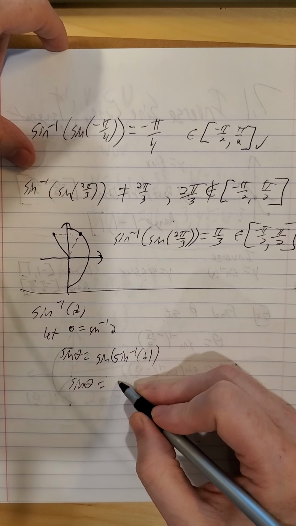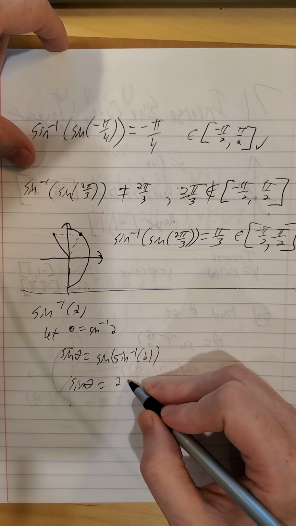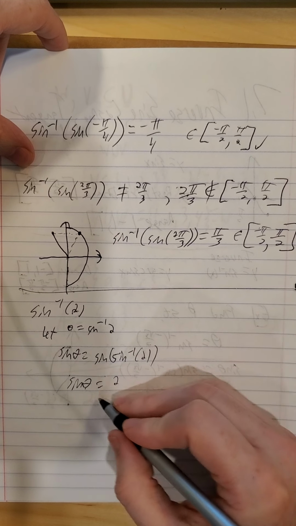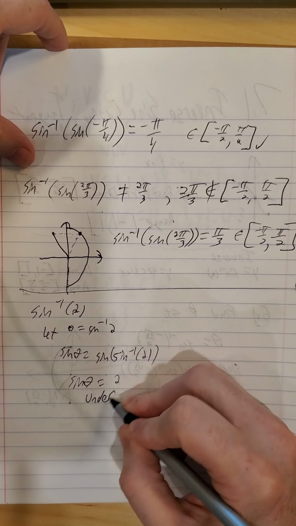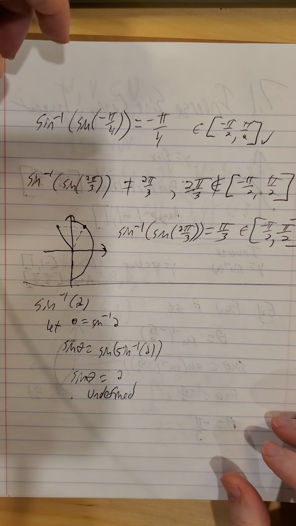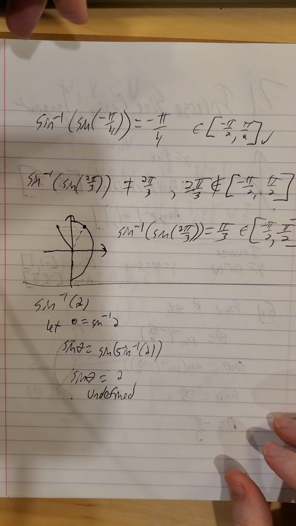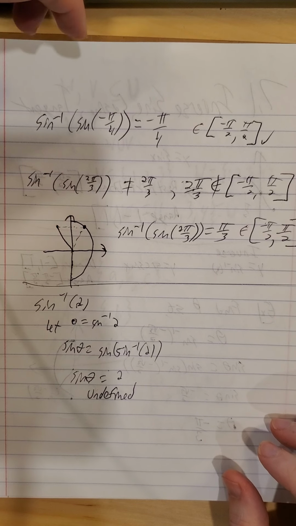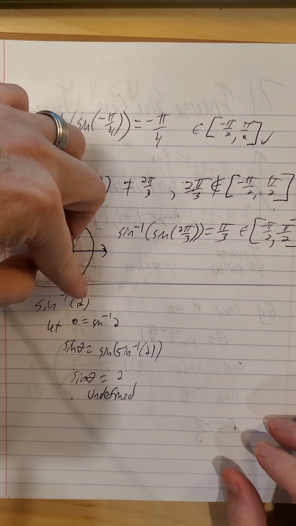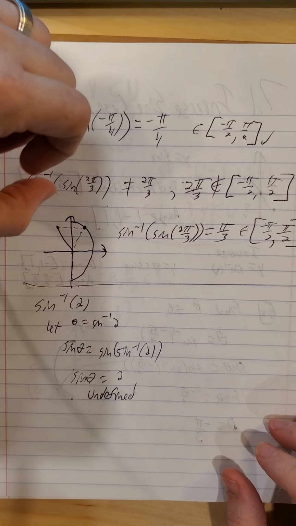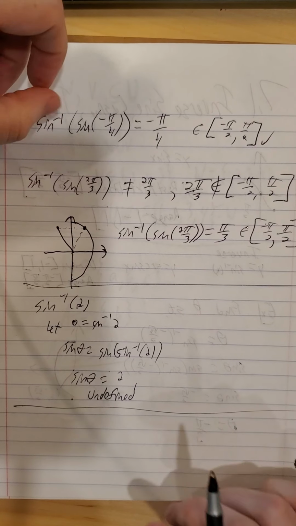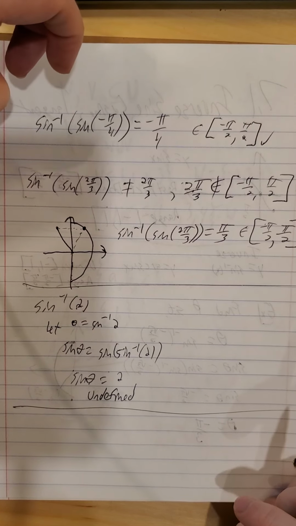But here's the problem. Then we're claiming that the sine of theta is equal to 2. Sine theta is between negative 1 and 1, so this is undefined. That one is not possible. This is not in our domain. Our domain, remember, was negative 1 to positive 1, which is the range of the original sine function. Domain and range traded when you're working with inverses.